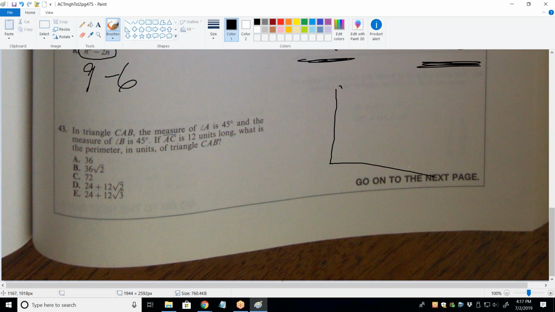Perimeter in units. Okay. Okay, D. Yeah, this is a little tricky. I don't know if you fell for it or not. I almost did. This is what they're trying. That's what's equal to 12. That's right. Which means the bottom dimension is what? That means that the bottom dimension is 12 as well. And the hypotenuse is? 12 root 2. Okay.